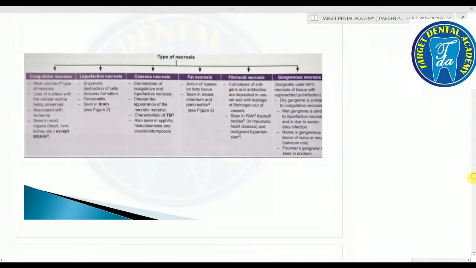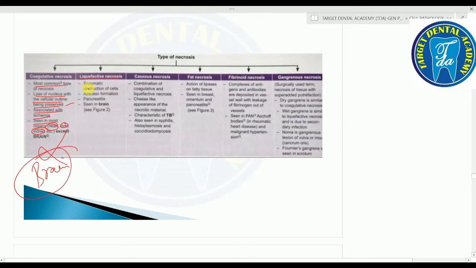After this, these are the types of necrosis we have already discussed. The coagulative necrosis is the most common type. There is loss of the nucleus with the cellular outline being preserved, associated with ischemia, seen mostly in organs like the heart, liver, and kidney. Guys, very important, it is not seen in the brain. The coagulative necrosis does not occur in the brain.